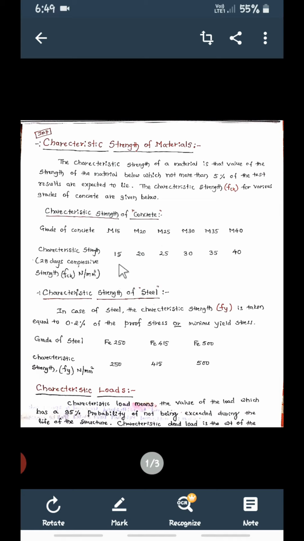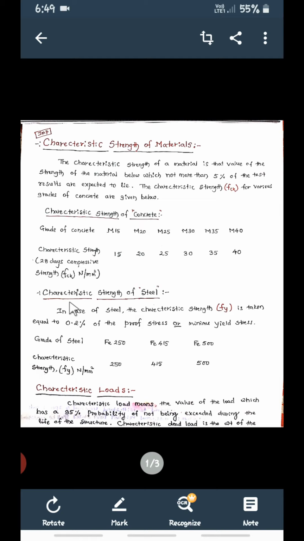How have you got this 15? When you check 100 cubes, 95 cubes will give this value, and only 5 will give less than this. So that will be considered as the characteristic strength of M15 grade concrete. So this is the characteristic strength of concrete.